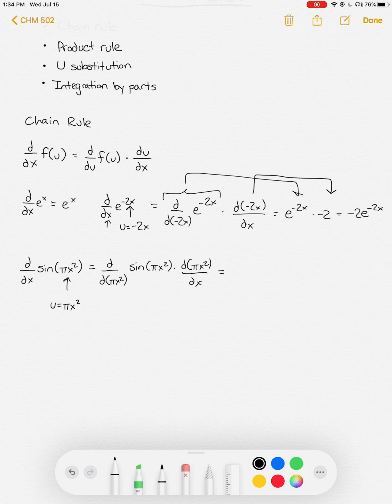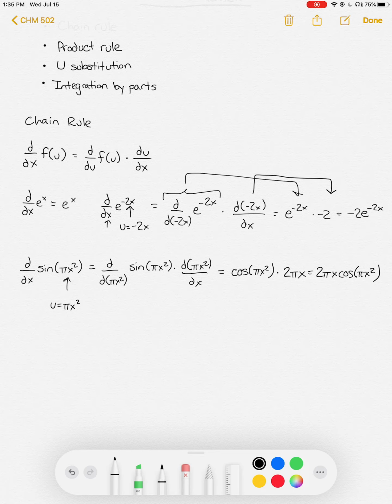Just like we saw before, here we're taking the derivative of sine of something in the parentheses, but we're taking it with respect to what's in the parentheses. So that simply ends up being cosine of pi x squared. And then to that, we'll multiply the derivative of pi x squared with respect to x. Again, just a simple polynomial. It ends up being 2 pi x. So our final answer here is 2 pi x cosine of pi x squared.